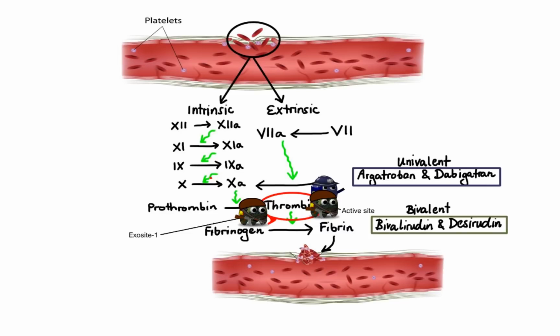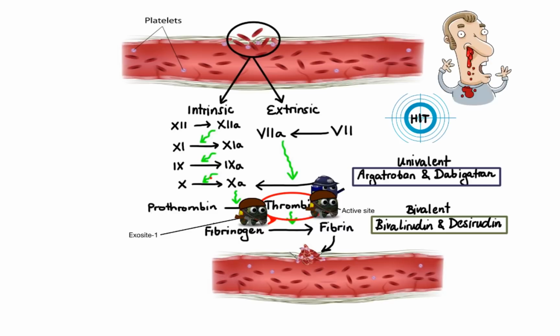Now, one of the biggest advantages of direct thrombin inhibitors over indirect thrombin inhibitors such as heparin is that they don't bind to platelet factor 4, which makes them very useful in treatment of heparin-induced thrombocytopenia. However, just like with other anticoagulants, bleeding is a major risk and there is no specific antidote available at this time.